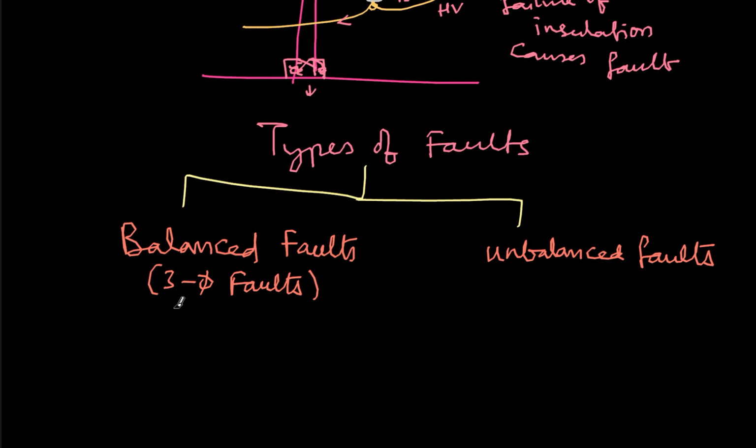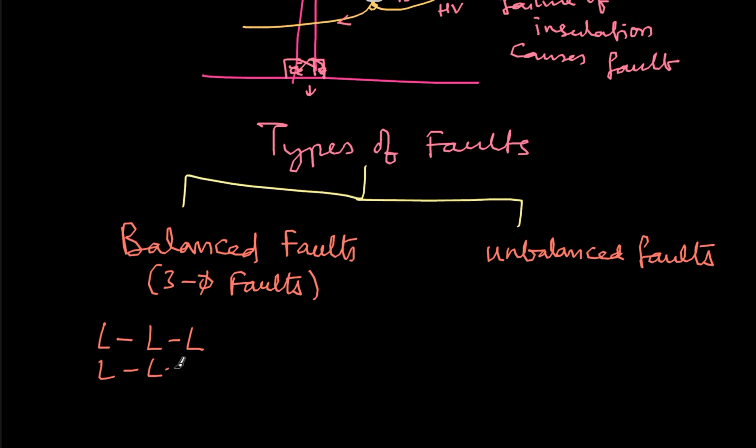Balanced means three-phase faults. That means you have three lines, line to line to line. So the insulation between line to the next line to the next line, all three lines is broken, and all three lines are getting short circuited. So that is called a three-phase fault. And under three-phase fault, why is it called a balanced fault? The fault current will be balanced because the fault is the same for all three phases.